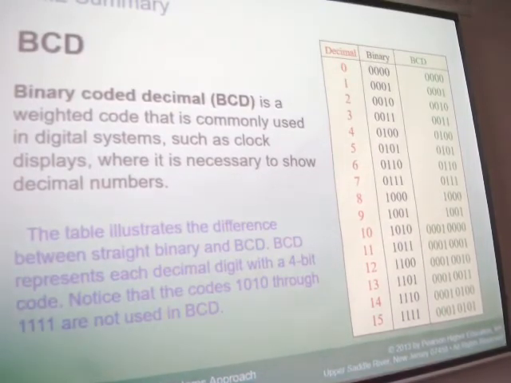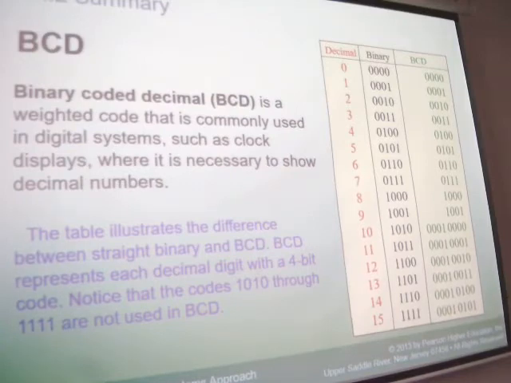The table illustrates the difference between strict binary and BCD. BCD represents each decimal digit with a 4-bit code. Notice that the codes 1010 through 1111 are not used in BCD.